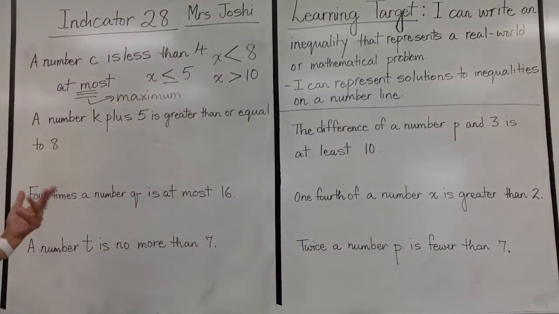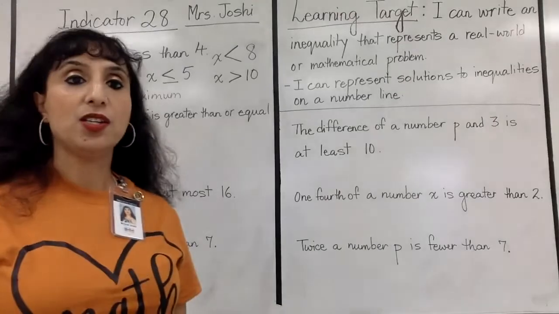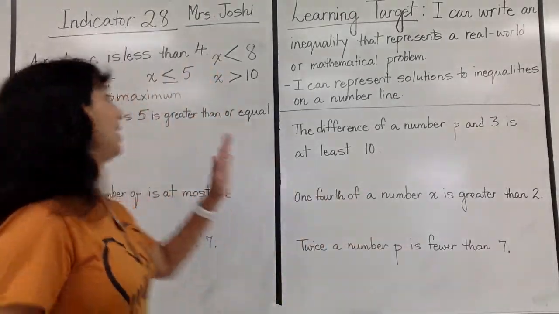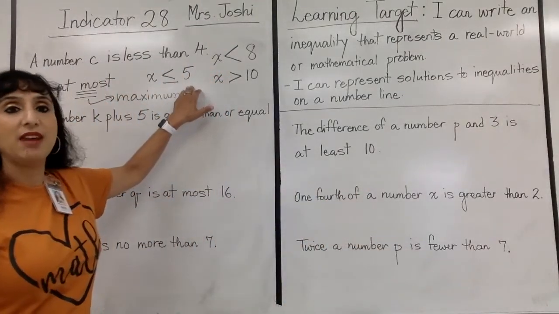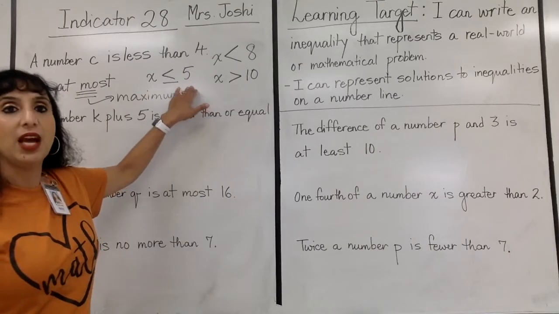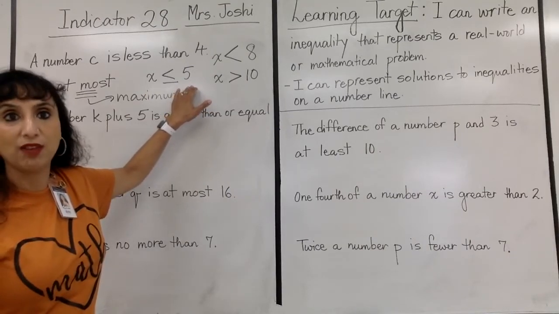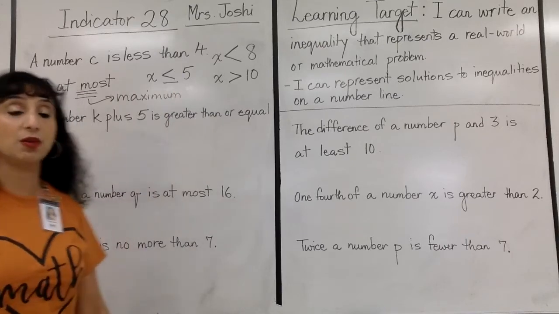Or you can also say it's no more than. So it cannot be any more than 5. That means 5 is the maximum it will go. Everything under that is going to be part of that solution. So please remember this, okay?